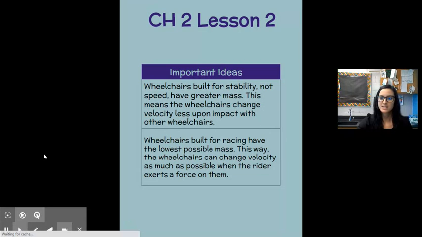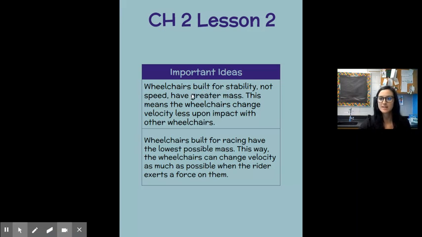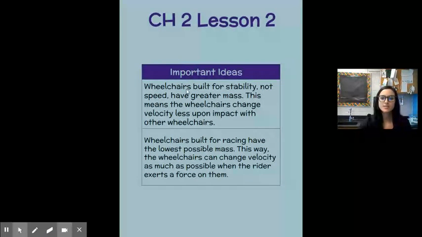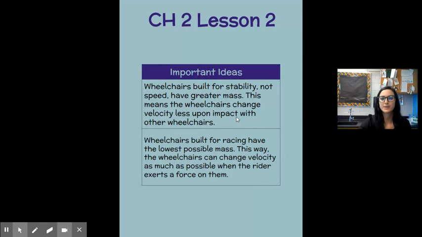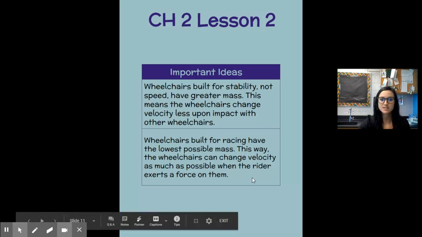So here is the page for lesson 2. Remember, we skipped this one, but there's still important ideas that we need to know because this went along with the article. And so those 2 important ideas were that wheelchairs built for stability, not speed, have a greater mass. This means the wheelchairs change velocity less upon impact with other wheelchairs. And they kind of gave this example in the article about how rugby wheelchairs need to be more stable and a little bit heavier so that they don't get knocked over when they collide. And then the other one is wheelchairs built for racing have the lowest possible mass. This way the wheelchairs can change velocity as much as possible when the rider exerts a force on them. So they need to be light and quick.